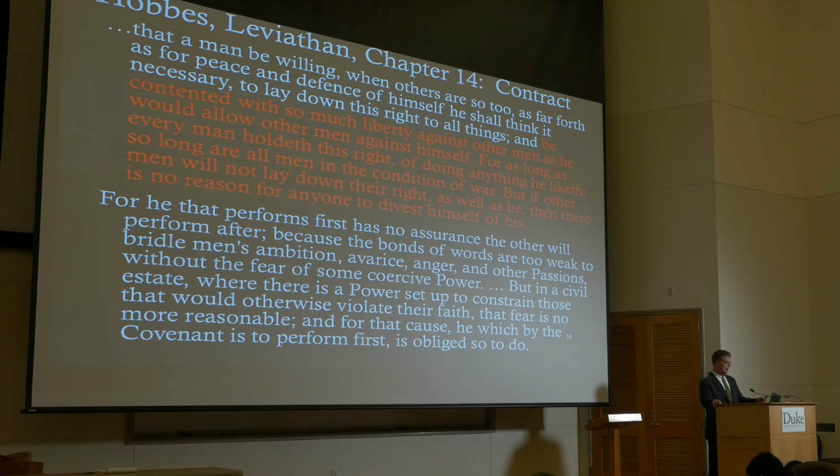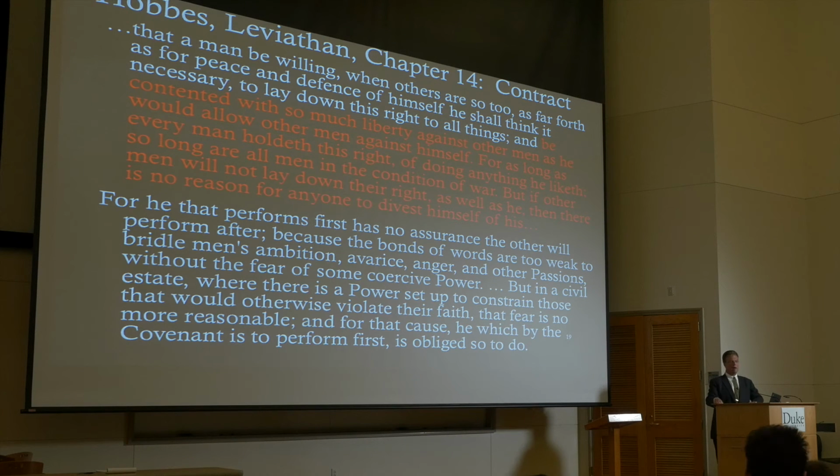So here's the contract that Thomas Hobbes says we should think of constitutions as being. That a man be willing, when others are so too, so far as for peace and defense of himself he shall think it necessary, to lay down this right to all things, and be contented with so much liberty against other men as he would allow other men against himself. So it's the same thing that Montesquieu said. This is earlier, so Montesquieu is really repeating this. I am giving up those liberties that I don't want other people to have.